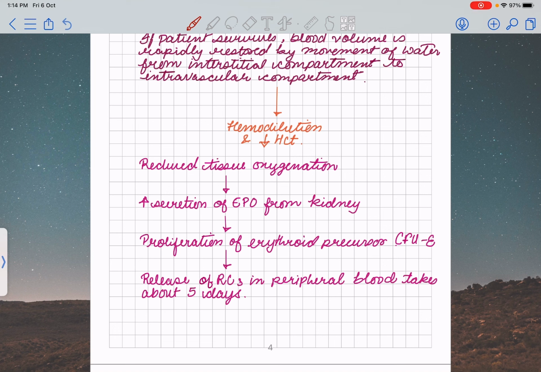Now body has detected there is not sufficient RBC. What will happen? Erythropoietin is increased by kidney. The body knows there is not sufficient RBC to deal with this problem. The kidney is alerted and starts secreting increased erythropoietin, which is a precursor for erythroid series. Proliferation of erythroid precursor occurs and is colony forming unit E. CFU E increases because EPO increases. Why? Due to reduced tissue oxygenation. Body has detected there is not sufficient oxygen. And there is release of reticulocytes. What is reticulocytes? These are the precursors of RBC. They are just the primitive form in peripheral blood and takes about 5 days and they are released.